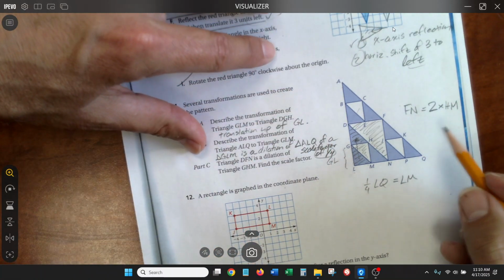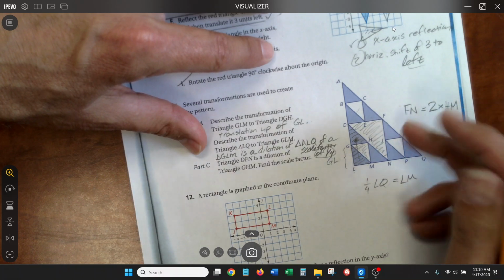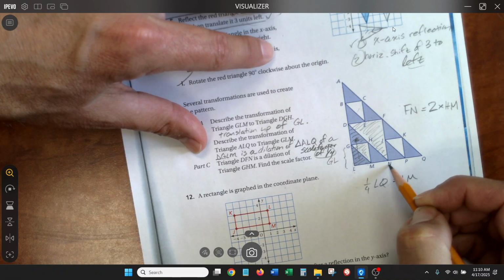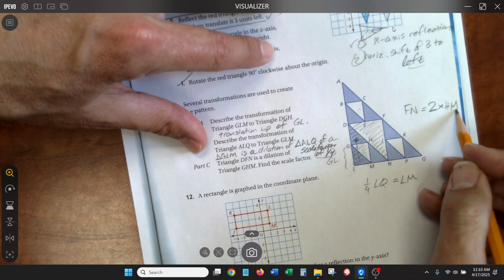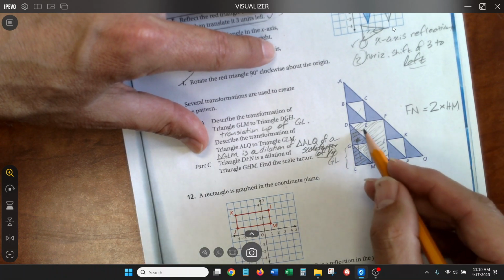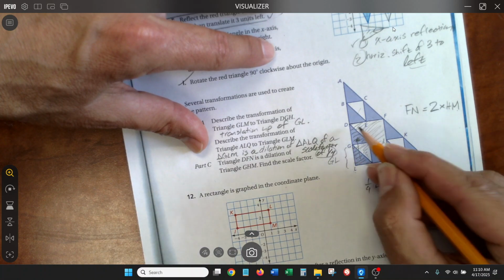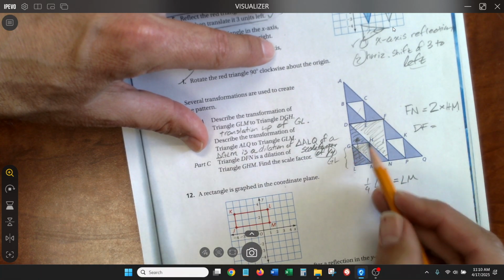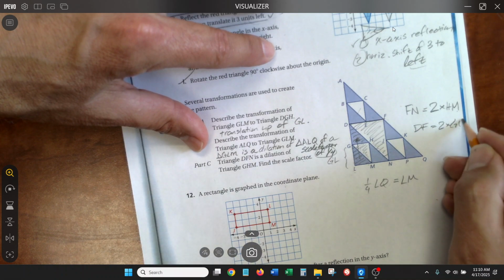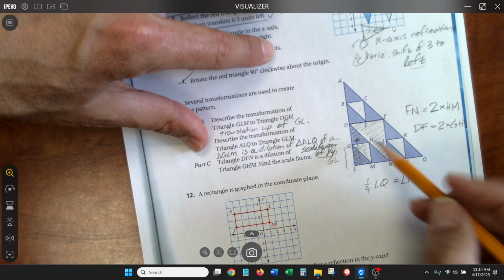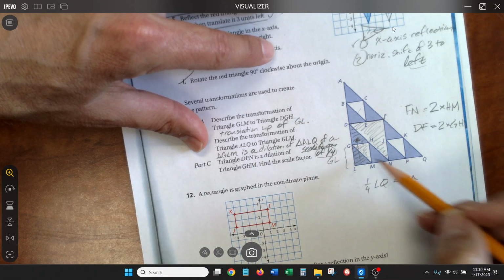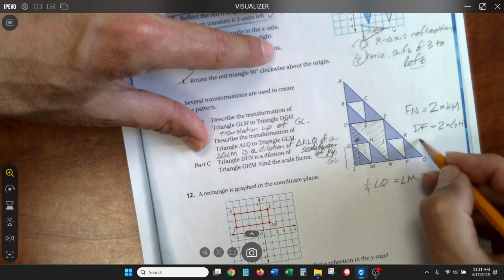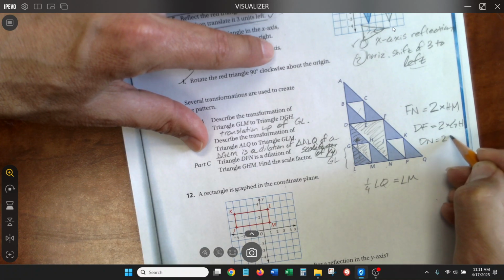And so if the height of FN is twice the height of HM, the same is true for the widths. So DF, this segment here, is the same as 2 times GH. As a whole, the triangle, by the way, DN is the same as 2 times GM, so that diagonal as well, right, is equal to 2 times GM.